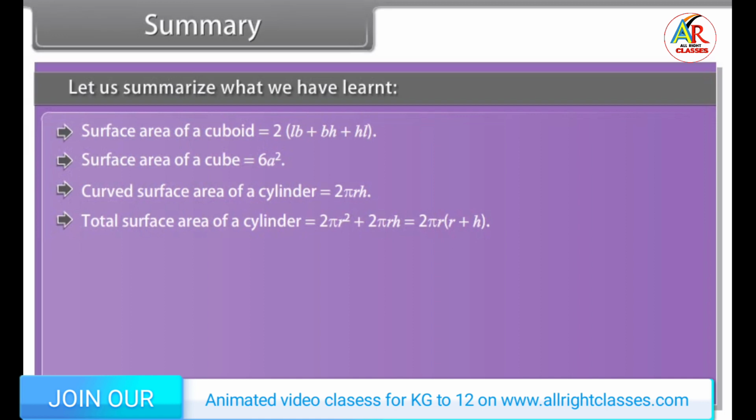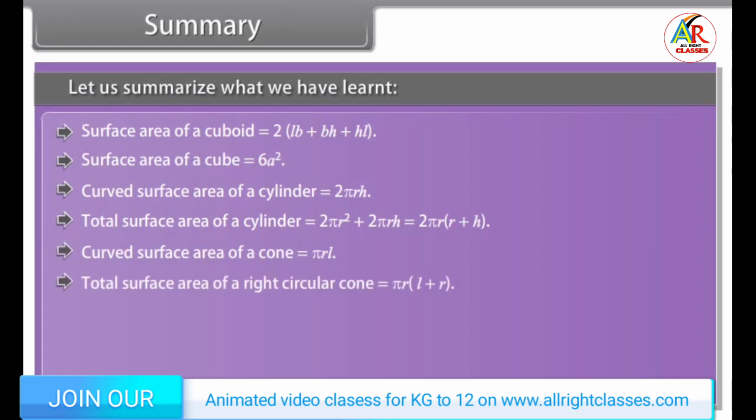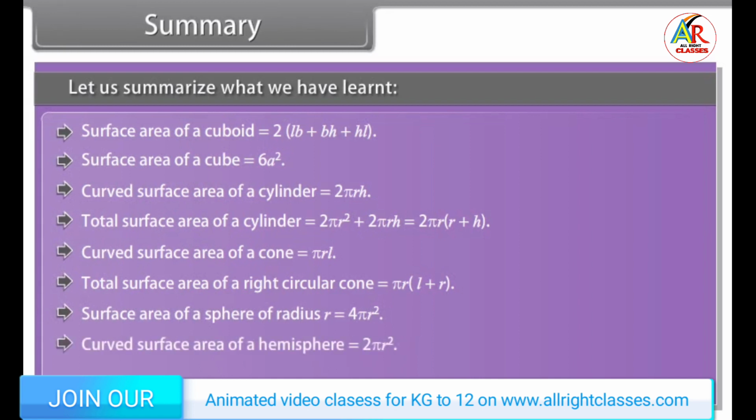R square is equal to 2464 upon 4 into pi. R square is equal to 196.054. R is equal to the square root of 196.054. R is equal to 14 centimeter. Hence, the radius of the ball is 14 centimeter.